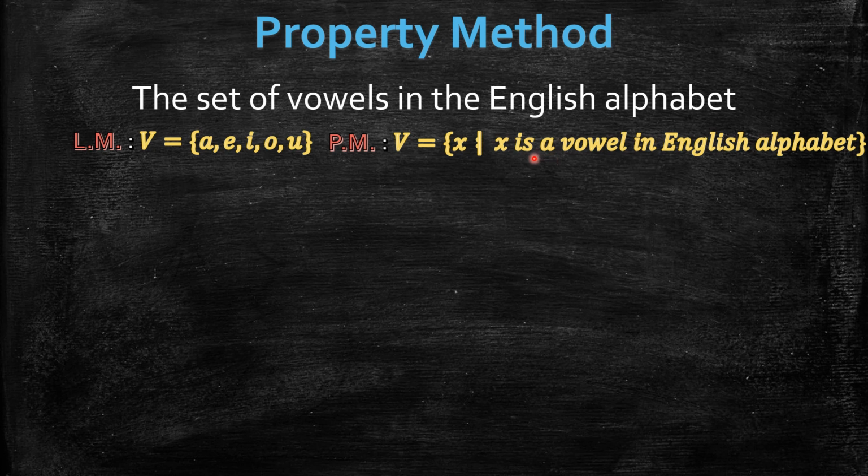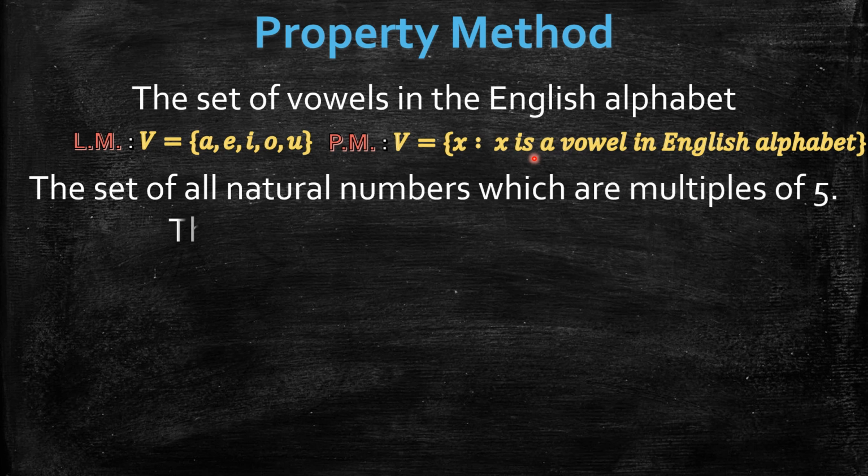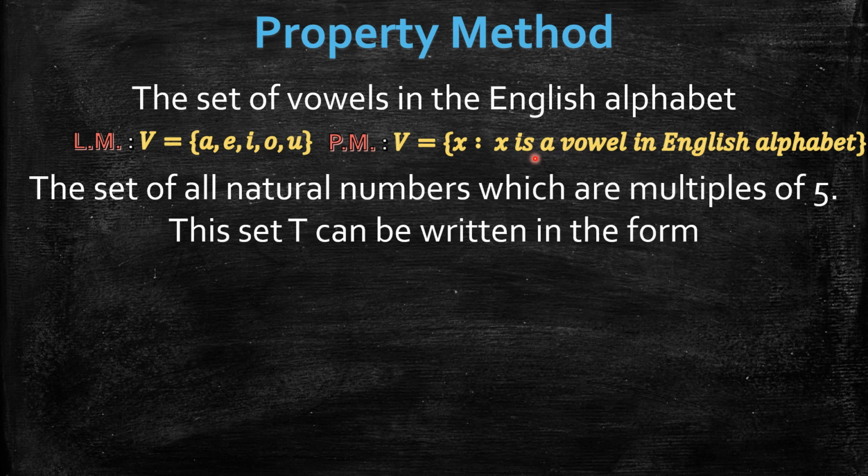Now let's consider another example. Consider this set of all natural numbers which are multiples of 5. This set T can be written in the form, how can we write this? First I will name the set as capital T. In the listing method, capital T is equal to 5, 10, 15, and here the triple dot denotes that there are infinitely many elements in this set. These elements are the multiples of 5, meaning you will find these in the table of 5 and beyond, 5, 10, 15, 20 like this.